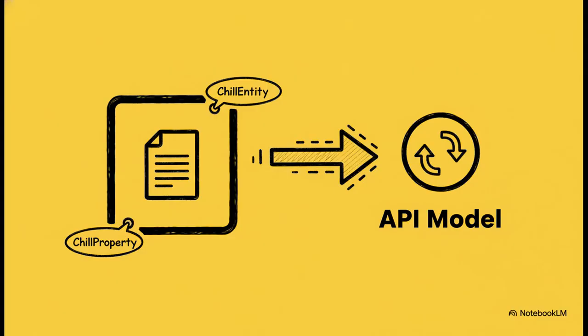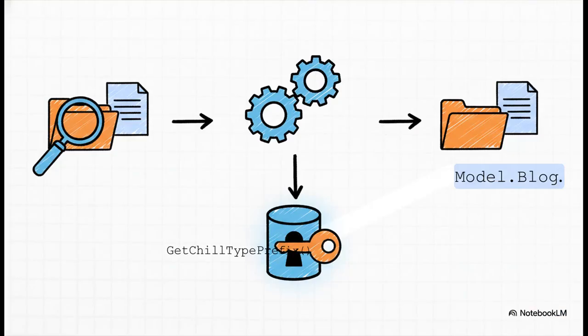Okay, step 1. We got to define our data model. Take a look at this blog class. It's just a simple C# class, right? But look closer at those attributes. ChillEntity and ChillProperty. That's the magic. These little markers are basically telling ChillSharp, hey, you see this class? I want you to expose it through the API. You're not writing controllers or endpoints, you're just decorating your model. It's so clean.